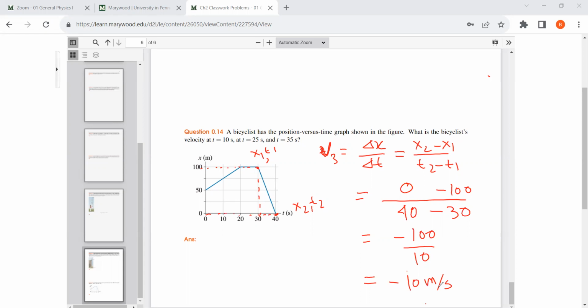So basically that's it for this lecture and also for this chapter. Next we are going to start chapter 3, and chapter 3 is about kinematics in 2 dimensions. In the next chapter I will be talking about the theory part of kinematics in 2 dimensions, and then some problems. All right.